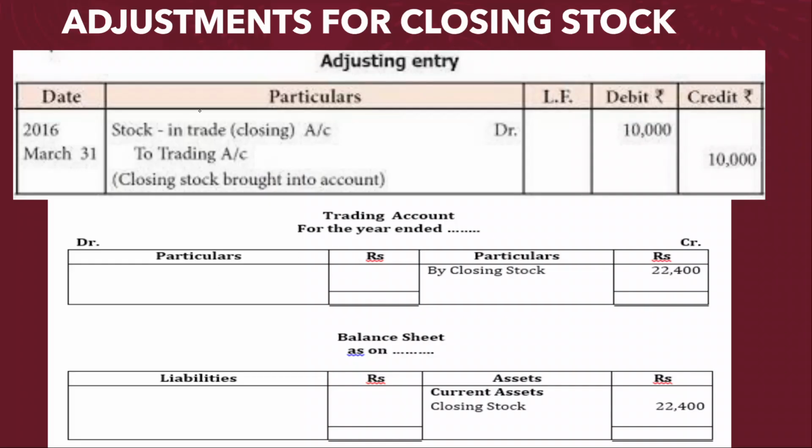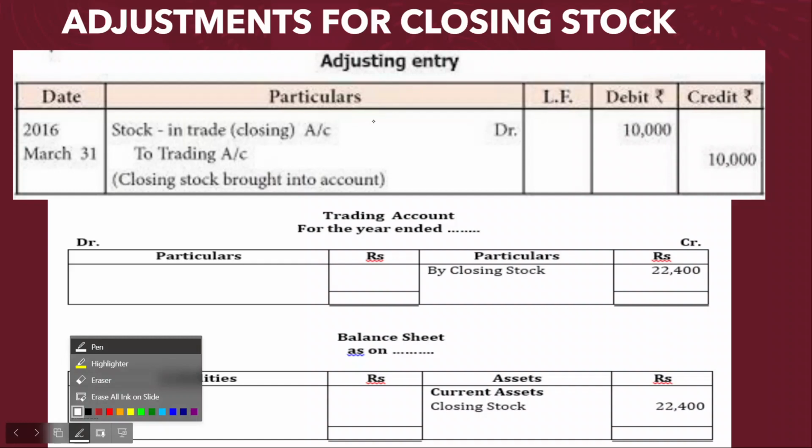Okay, now from the very beginning, the first one we will start is adjustment for closing stock. Before making the entry, as I told you, we need to write it as closing stock. Means what we used to write?